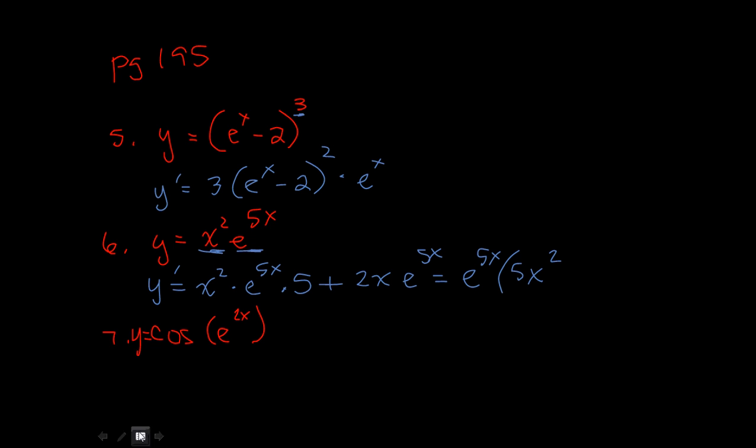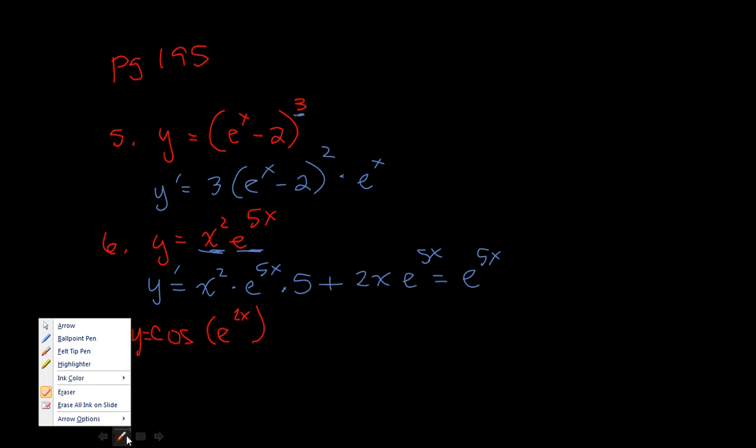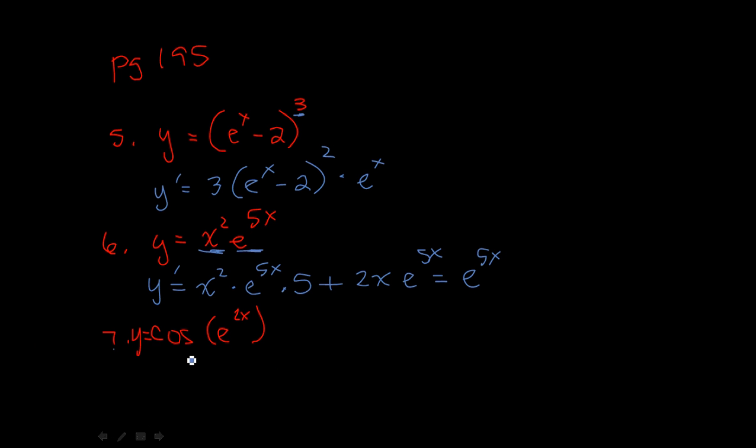And you could further simplify this and say that this is going to be 5x squared. Actually, let me even take out an x. Okay, so both terms have an e to the 5x and an x. So e to the 5x times x, and then left inside is going to be 5x plus 2. So that would be the most simplified that you could go with that.